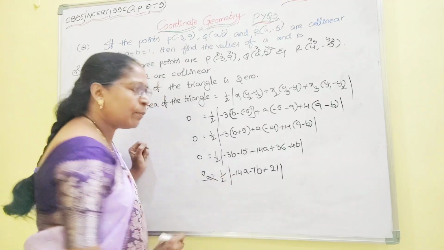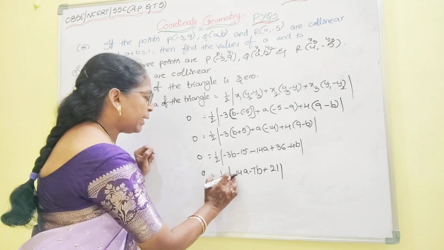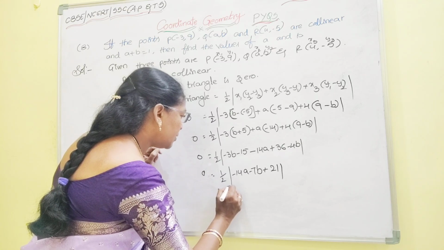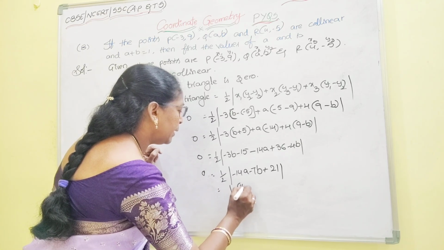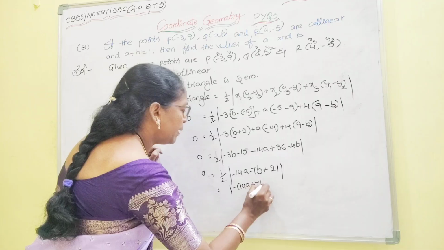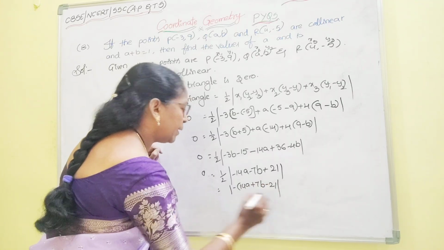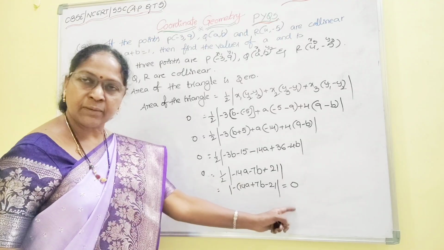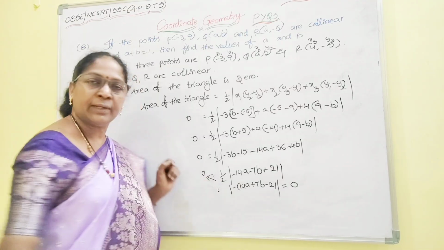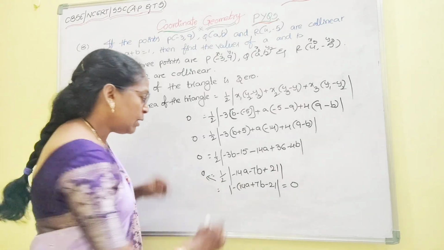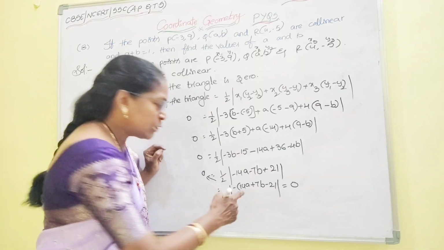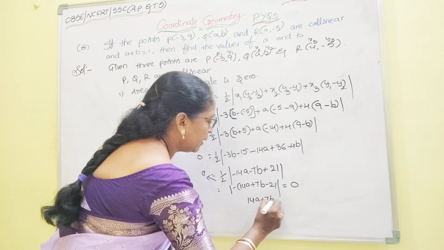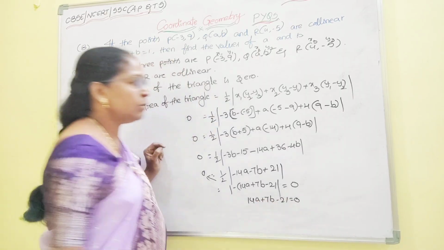In this, one more thing you can do here. If you take minus as common in this, that means modulus of minus of 14a plus 7b minus 21 equals 0. LHS equals RHS, so RHS equals LHS, like that also you can write. So this entire value equals 0. So modulus means minus, no need to consider; directly write down 14a plus 7b minus 21 equals 0.